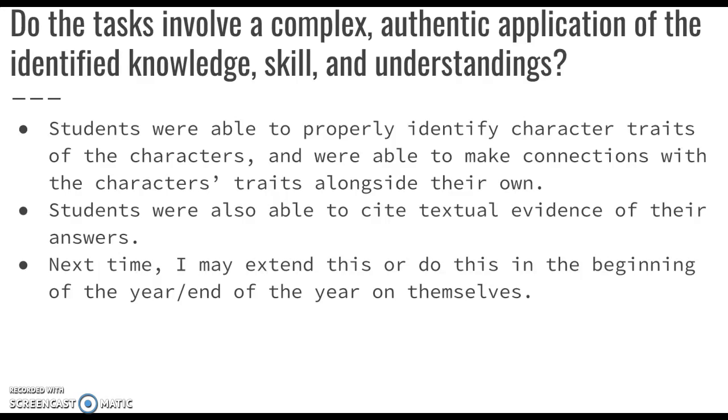I did state that next time I may extend this or do it at the beginning of the year and the end of the year on themselves, to be able to cite not so much textual evidence, but evidence in general, of how they have changed from the beginning of their 8th grade year to the end of their 8th grade year. I feel like this would be another example of a good, authentic application to prove their skill and knowledge of being able to cite evidence and character traits at the same time, and also being able to see the development of the character, or them, throughout a period of time.